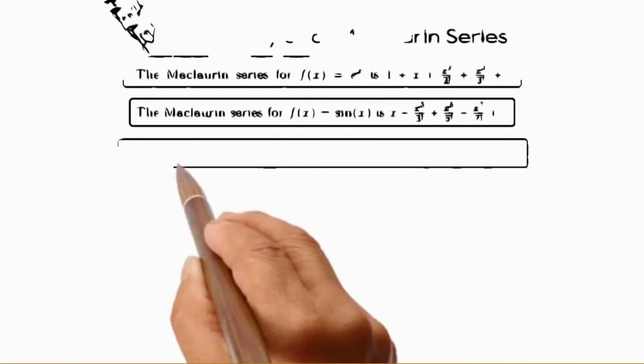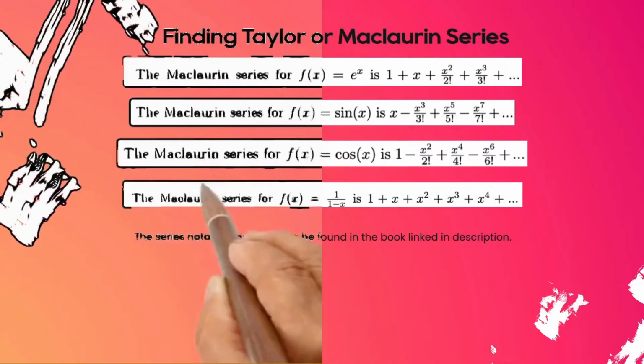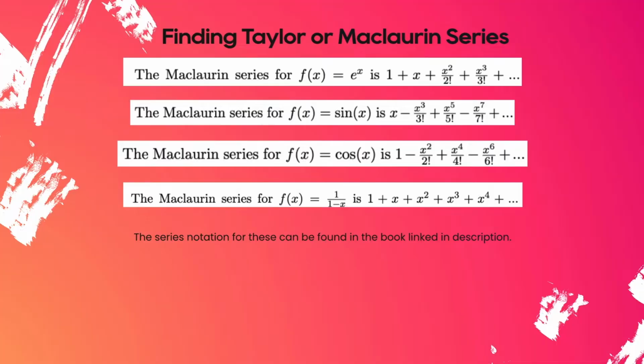Now finding Taylor or Maclaurin series. It's very important to know how a Maclaurin series is represented for some of our common functions, such as e to the x, sine of x, cosine of x, and 1 over 1 minus x. So please pause the video and look at these representations. Now if you want to see the general notation for each of these Maclaurin series, check it out in my book. It's all in there.